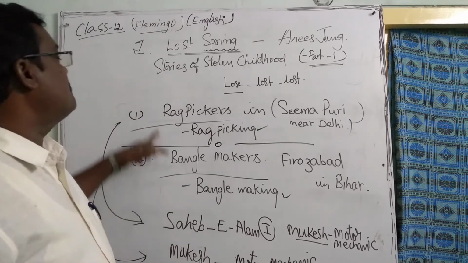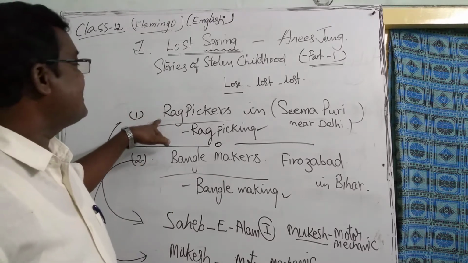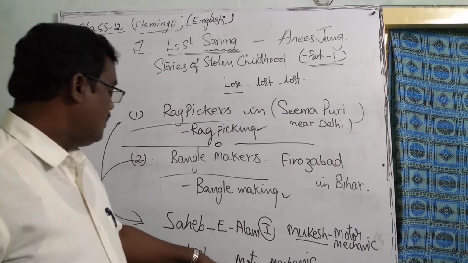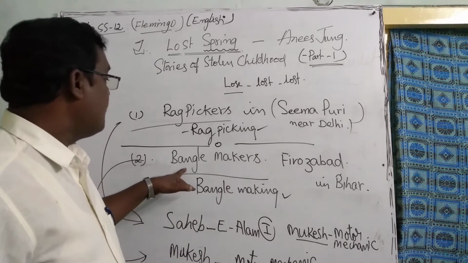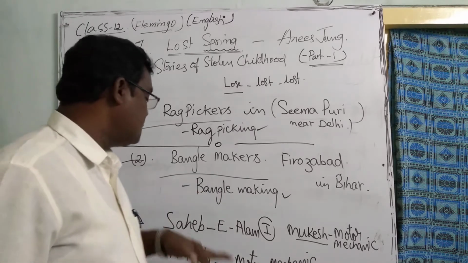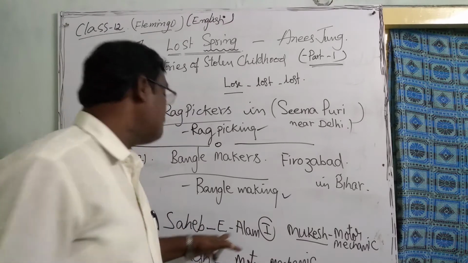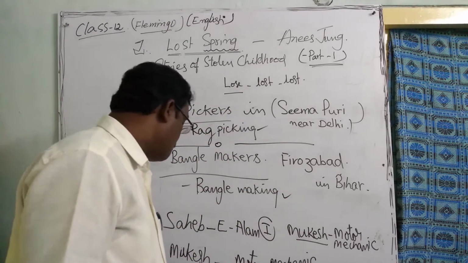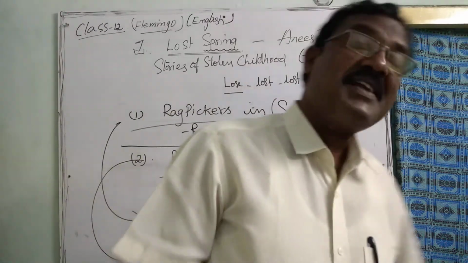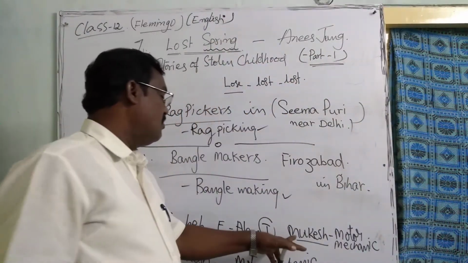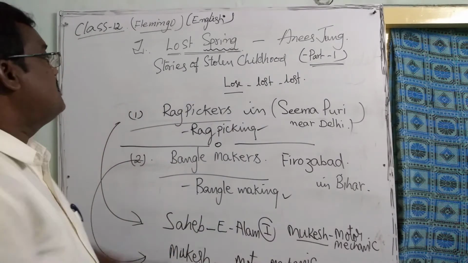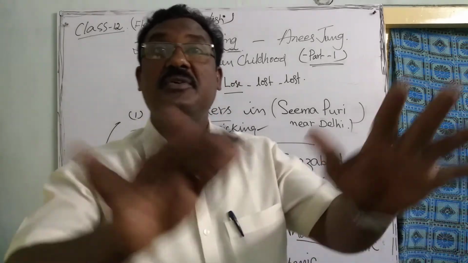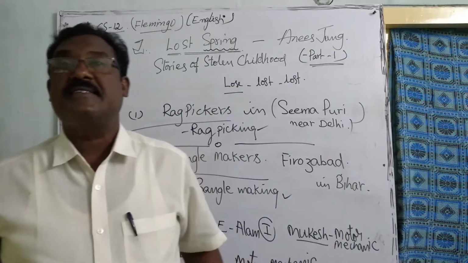Saheb-e-Alam is the main character discussed in the profession of rag picking, and in the second part of the lesson, bangle making, the important character is Mukesh. Here Saheb-e-Alam continued in the process of rag picking, but Mukesh revolted against the profession and he wanted to become a motor mechanic. These are the two parts of the lesson which we are going to discuss in this lesson.